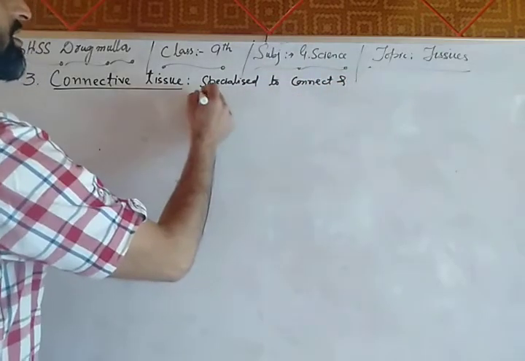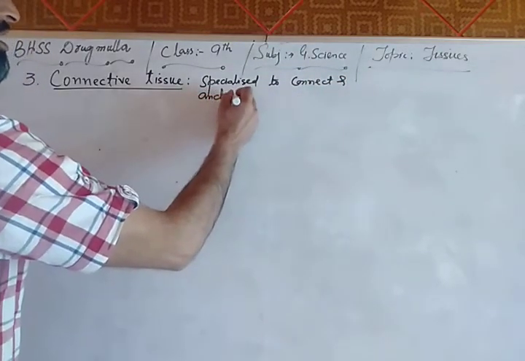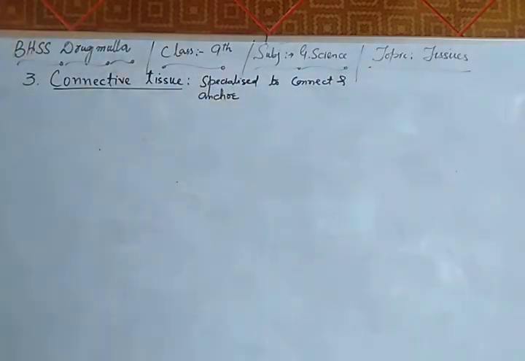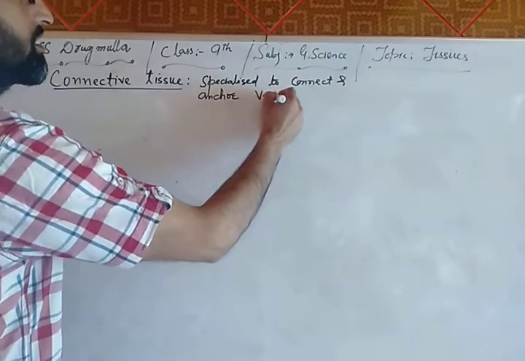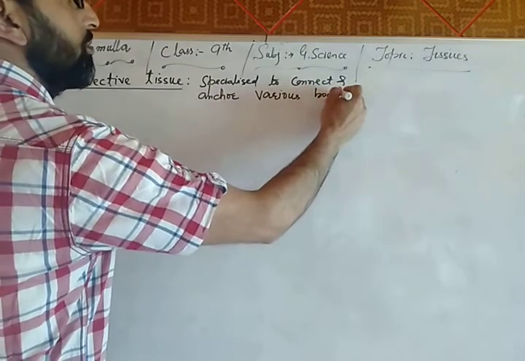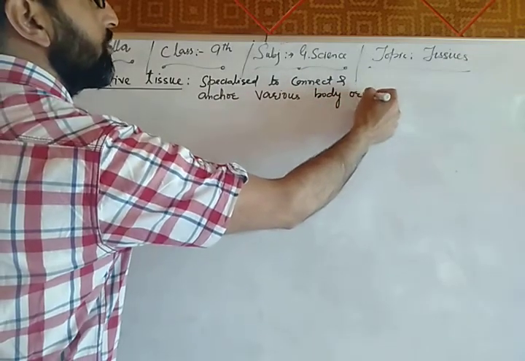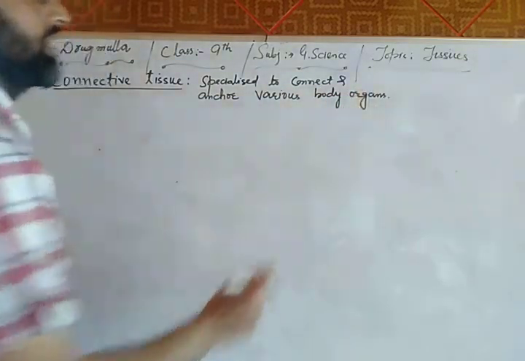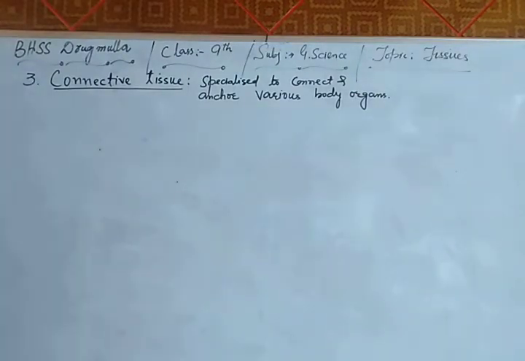and anchor, जोड़ देना, various body organs. जो हमारी body के different organs हैं, उन body organs के दरमियान जो connections होते हैं, वो connections are made by this type of tissue that we call as the connective tissue.